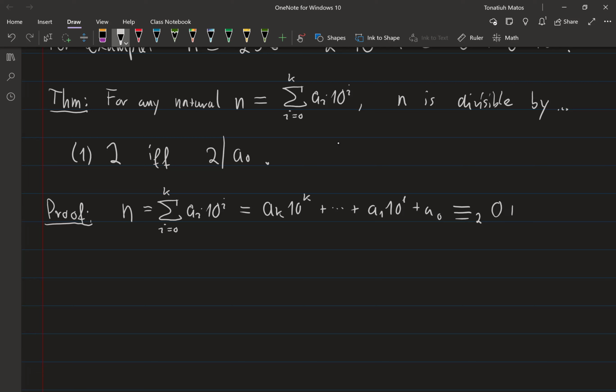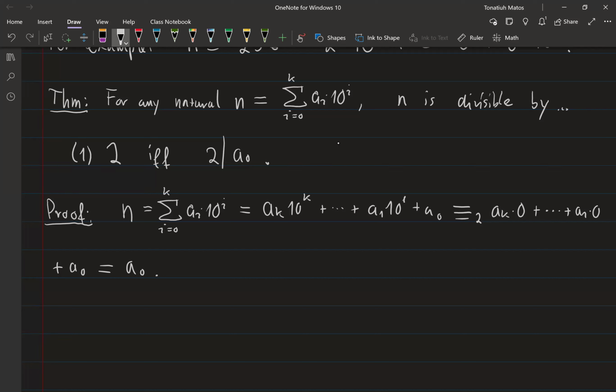So this will be 0 all the way to, maybe let's include the coefficients just so you can see the indexing. So a_k times 0 plus a_1 times 0 plus a_0. And of course, this is equal as an integer just to the number a_0 because everything else has a 0 in front of it, right? So this is just a_0. And this finishes the proof because n is congruent to a_0 mod 2.